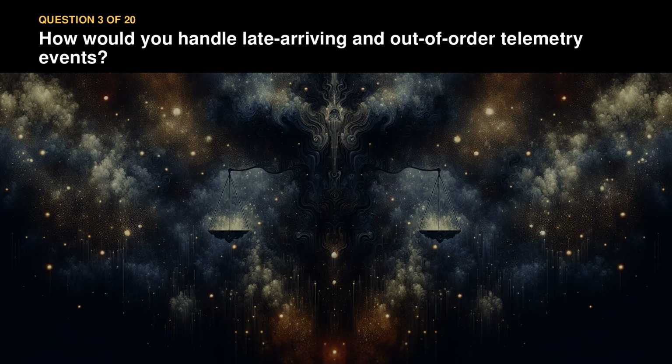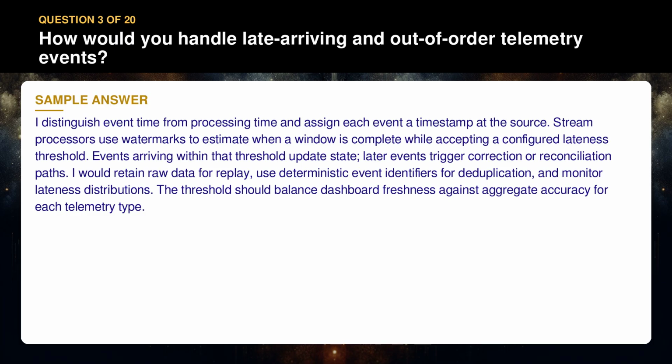Question 3. How would you handle late arriving and out-of-order telemetry events? I distinguish event time from processing time and assign each event a timestamp at the source. Stream processors use watermarks to estimate when a window is complete while accepting a configured lateness threshold. Events arriving within that threshold update state. Later events trigger correction or reconciliation paths.